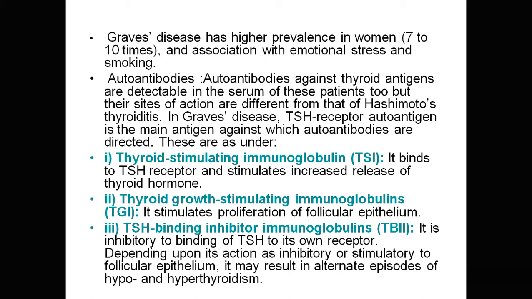Autoantibodies against the thyroid antigen are detectable in the serum of this patient too, but their site of action is different from Hashimoto's thyroiditis. In Graves' disease, there are mainly two types of immunoglobulin. One is thyroid stimulating immunoglobulin, called TSI. It binds to the TSH receptor and stimulates increased release of the thyroid hormone.